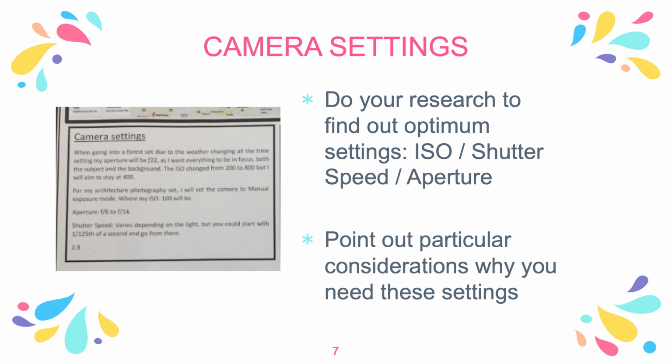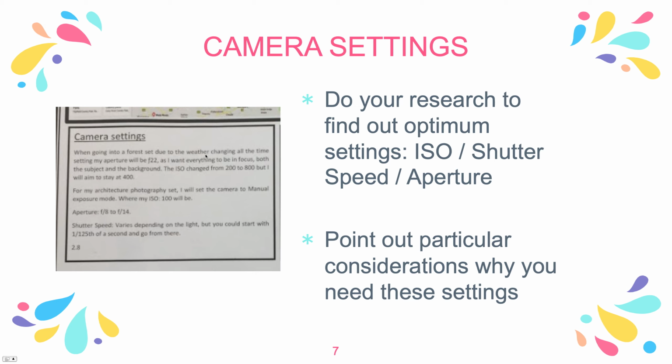For camera settings, do your research to find out optimum settings. If you can identify from a photo that your artist is shooting landscapes and they're doing it in golden hour and everything is in focus, what you could do is look up articles about golden hour photography in landscape, look at the kind of settings that they advise you to use and map that into your planning as well. Also, you'd know your aperture if everything's in focus, because you can tell that from looking at the image as well. So you'd explain it, point out particular considerations why you need these things.